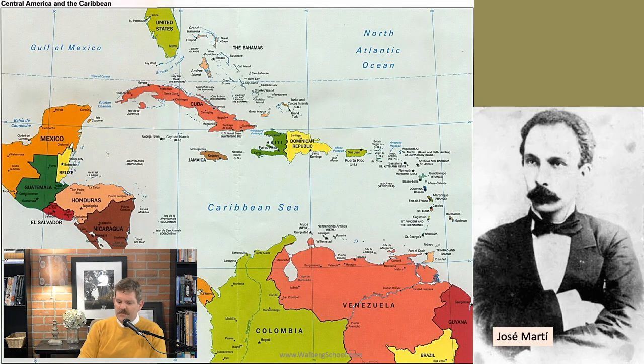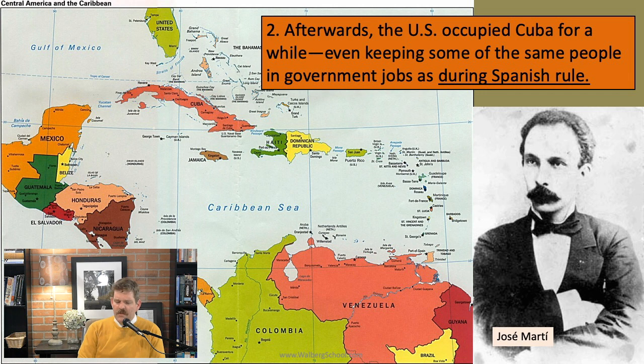Many Cubans, particularly Jose Marti, whom we previously met, the Cuban patriot who led the rebellion against Spain. A lot of Cubans, including Marti, feared that the United States would end up ruling over Cuba no differently than the Spanish had ruled over Cuba.